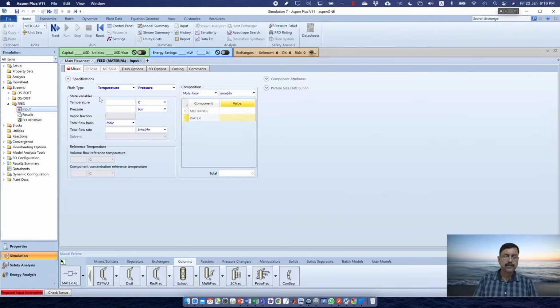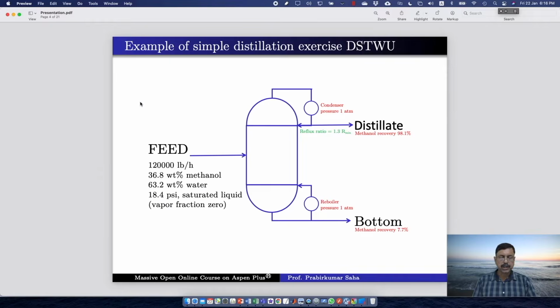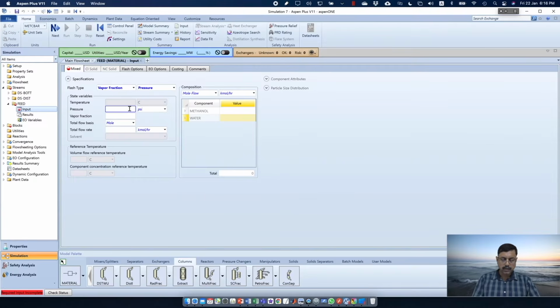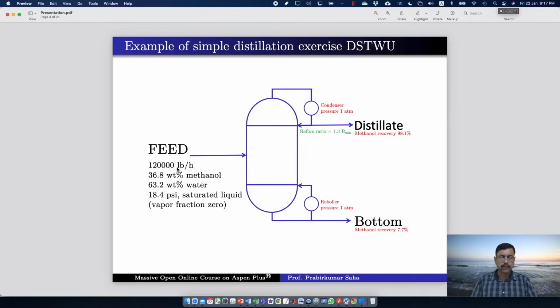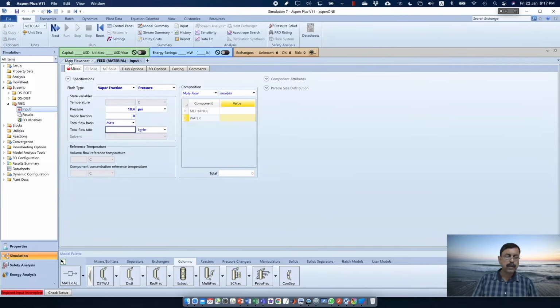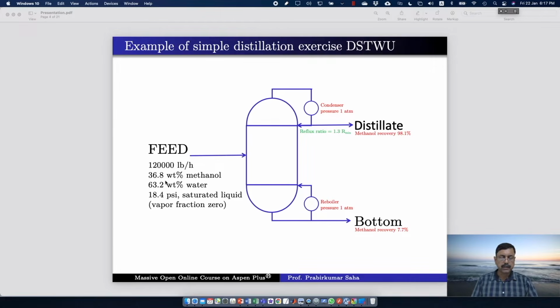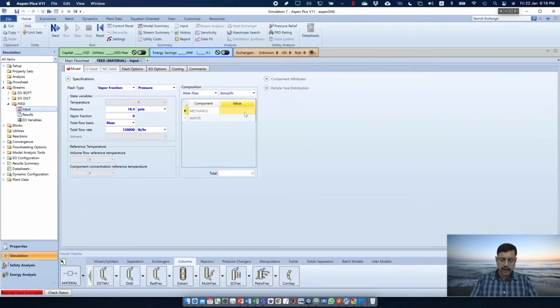Press next. It will ask for input for the feed material. So we have the information. It is at 18.4 psi and vapor fraction 0. The feed rate is 120,000 pounds per hour, mass flow rate. We are using English units, so convert it to English, 120,000. Mass fraction: methanol is 36.88% and water is 63.12%. So the first one is 0.368 and then 0.632. Total comes to 1. We have to change it to mass fraction.